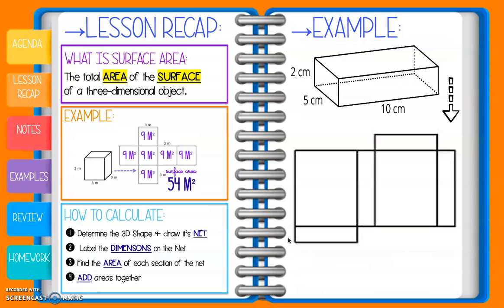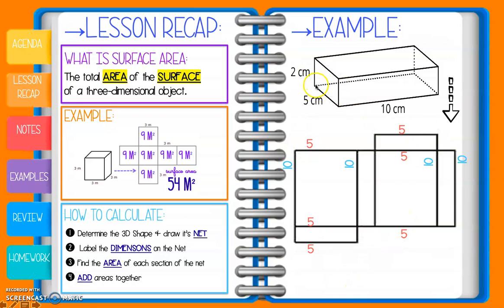Then what you're going to do is label your dimensions, or your side lengths, okay? So we know that the longest part, or the height of our cereal box, is 10 centimeters. So all of these are 10 centimeters. We also know that the width of our box is 5 centimeters. So the one that's across from it is also 5 centimeters. So we're going to label our 5s. The width of the top is 5 because it's got to match up, okay?